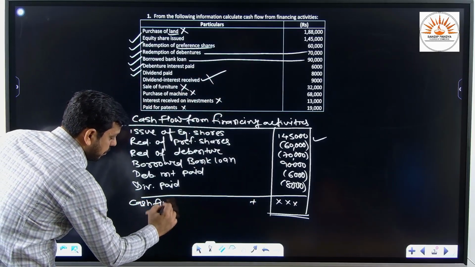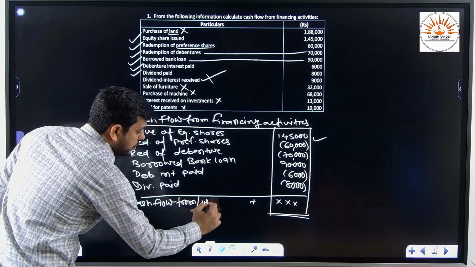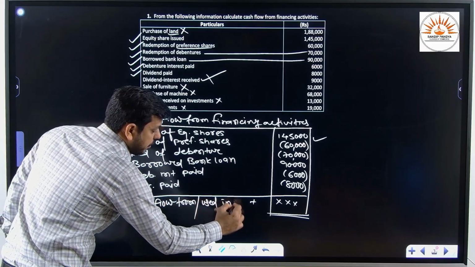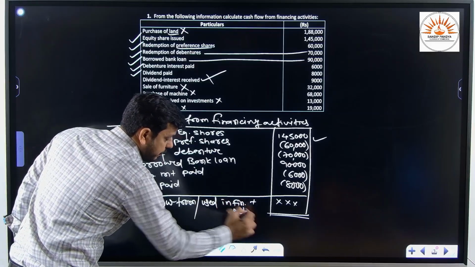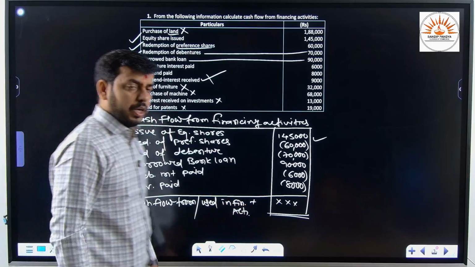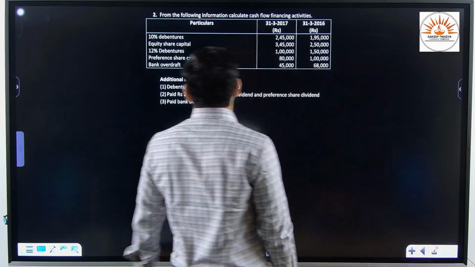cash flow from or used in financing activity. Fine, dear friends. So let me show you the next calculation for this type of activity.